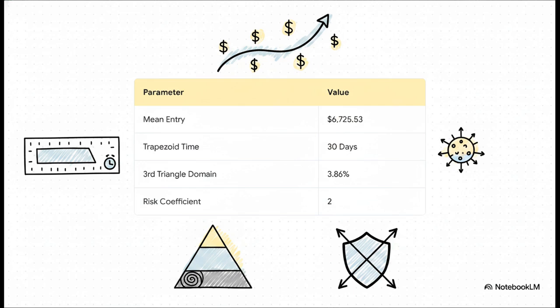The mean entry price was pegged at $67.25. The planned time window, what the model calls trapezoid time, was set for 30 days. A key risk metric, the third triangle domain, was calculated at 3.86%, and the overall risk coefficient was set to 2. These were the core variables driving the whole plan.